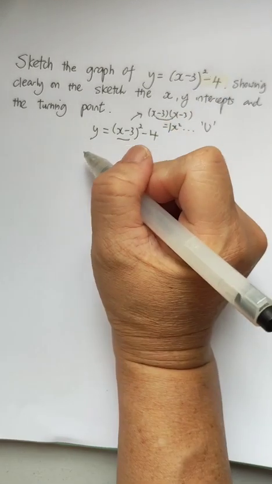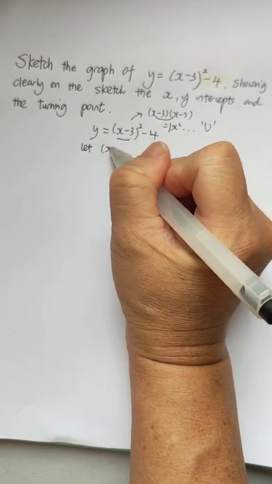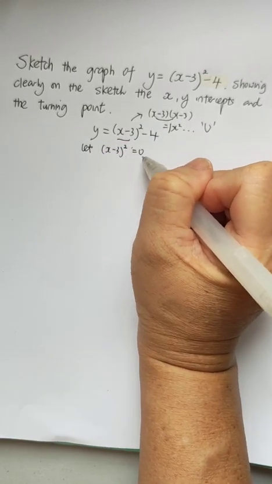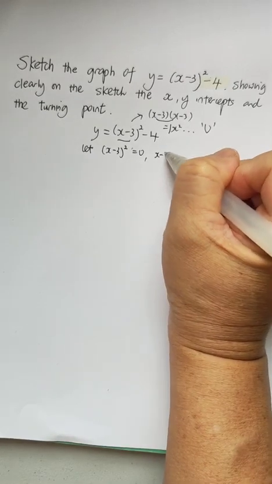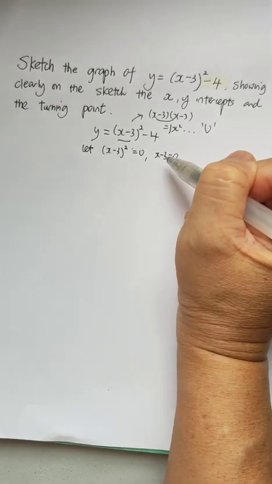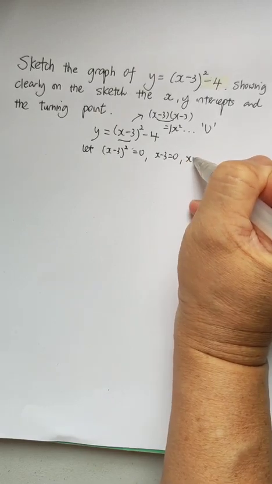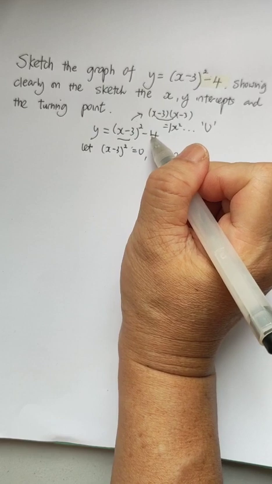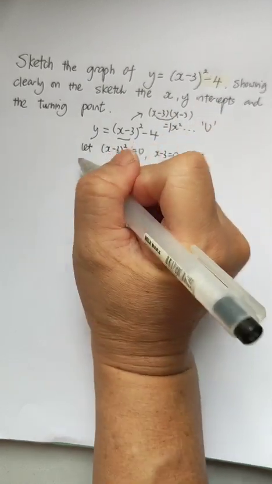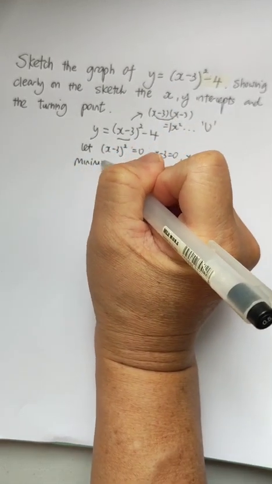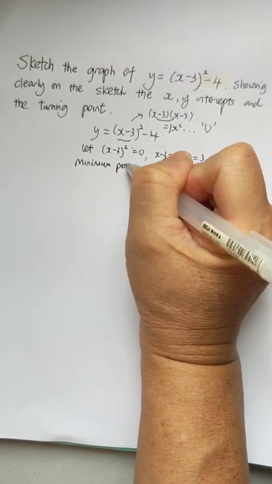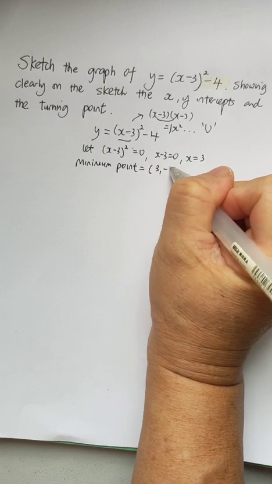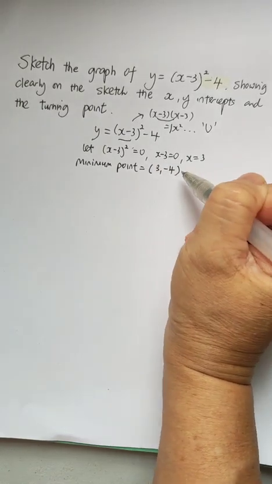So how do you find the minimum point? To find the minimum point, you just let x, because the smallest value when you square something is 0. So you let this bracket equal 0, and from there you will have x minus 3 equals 0. We square root both sides, the square root of 0 gives you 0. So therefore, x equals 3. When this whole thing is equal to 0, 0 minus 4 gives you a y coordinate of negative 4. So therefore, the minimum point will be (3, negative 4). This is how we find the minimum point.